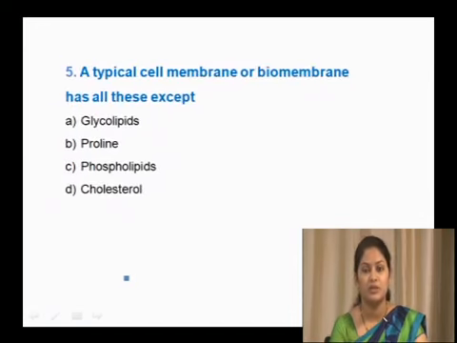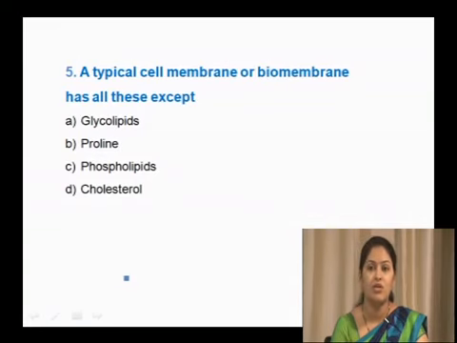Moving on to the fifth question. A typical cell membrane or biomembrane has all these except. So the question wants us to understand the chemical nature of the plasma membrane, according to Singer and Nicolson, who proposed the fluid mosaic model.